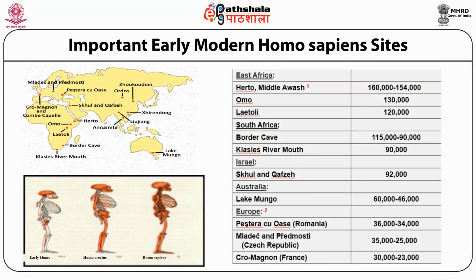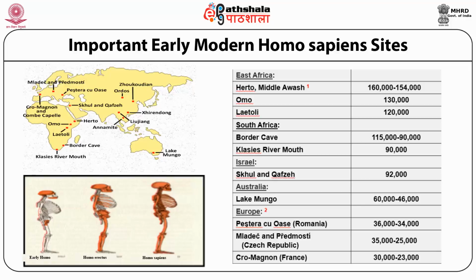Important early modern Homo sapiens sites. The important early modern Homo sapiens sites were distributed in almost great parts of Africa, Europe and Asia. In East Africa, the important sites are Hato, Omo and Lesotho, whereas in South Africa, the important sites are Border Cave and Klasies River Mouth. In Israel, the sites related to Homo sapiens are Skhul and Qafzeh, whereas in Australia, the important site of Homo sapiens is Lake Mungo.